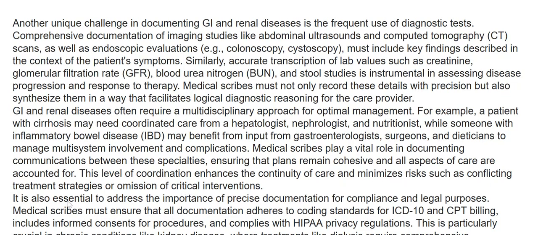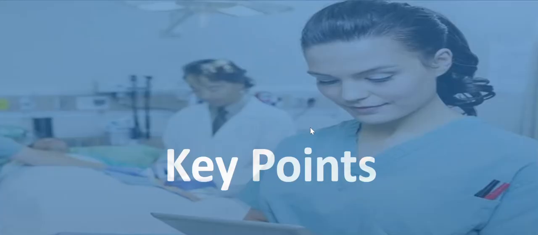of critical interventions. It is also essential to address the importance of precise documentation for compliance and legal purposes. Medical scribes must ensure that all documentation adheres to coding standards for ICD-10 and CPT billing, includes informed consents for procedures, and complies with HIPAA privacy regulations. This is particularly crucial in chronic conditions like kidney disease or renal disease, where treatments like dialysis require comprehensive documentation of eligibility, treatment plans, and patient education to support proper reimbursement and liability protection.